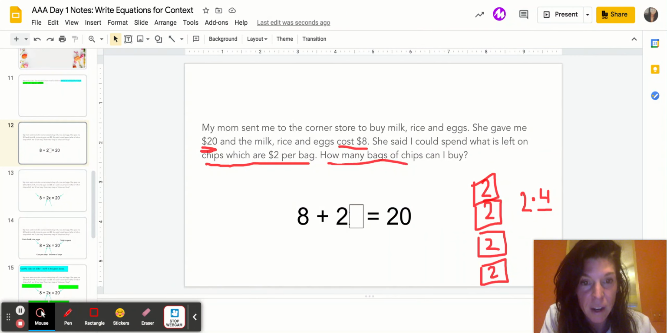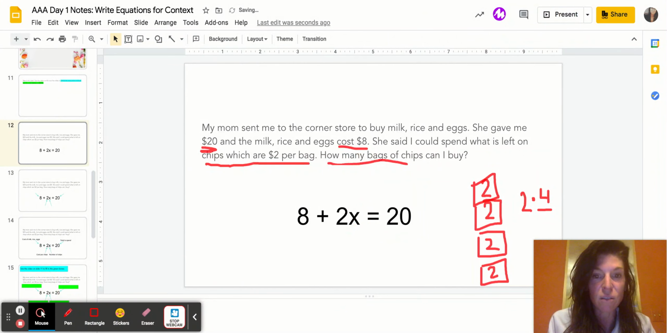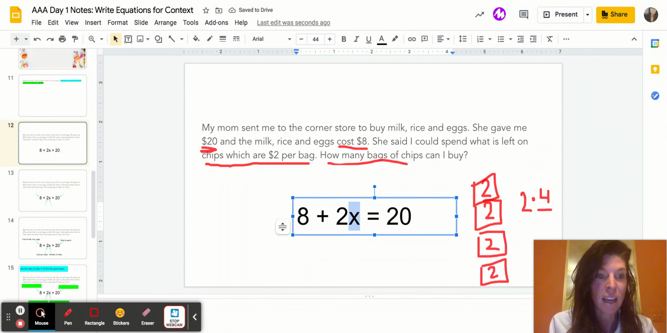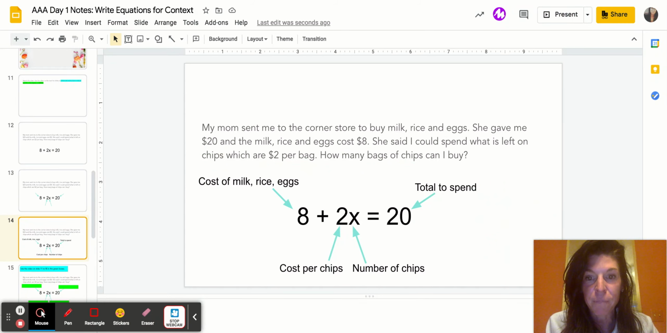And if I don't know how many bags, I'm going to represent that in our equation with a variable. And that's what we're trying to solve for, is figure out this variable. What is X? How many bags of chips can I buy? So this is what this means. This means that our rice, milk, and eggs is $8 plus the total cost of chips, the cost of chips per bag times the number of bags of chips, has to equal my total that I have to spend.